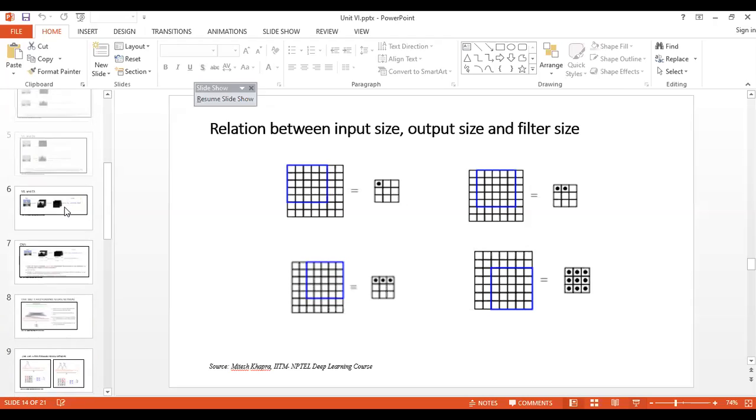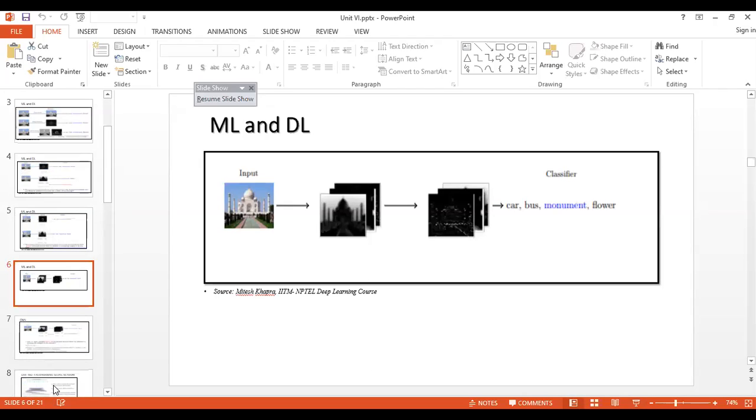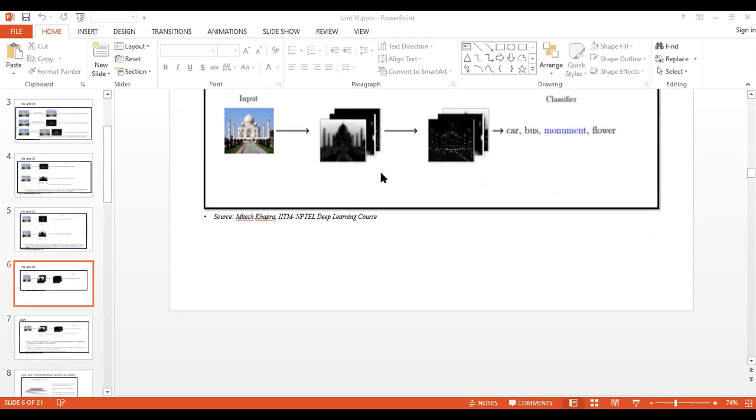So here we go. Do you remember this diagram? We can have multiple filters. For one image, I can have multiple filters. I can choose as many filters as I want. Every filter is going to give me some new information, some new value.